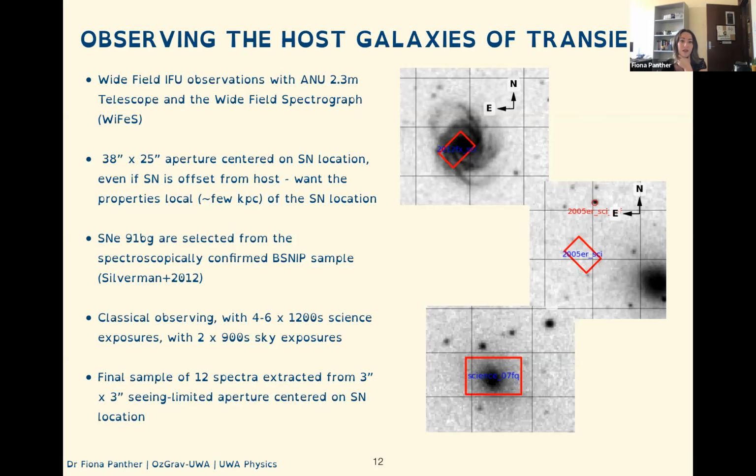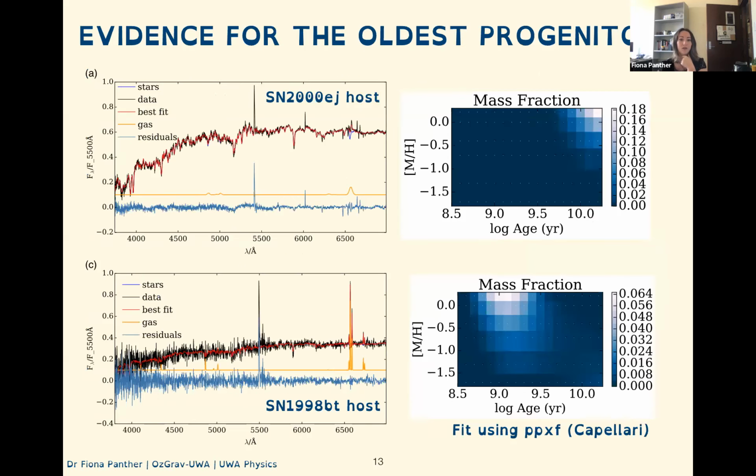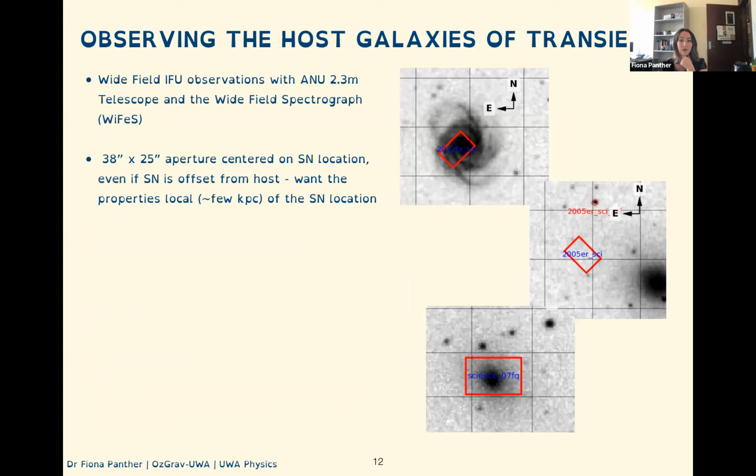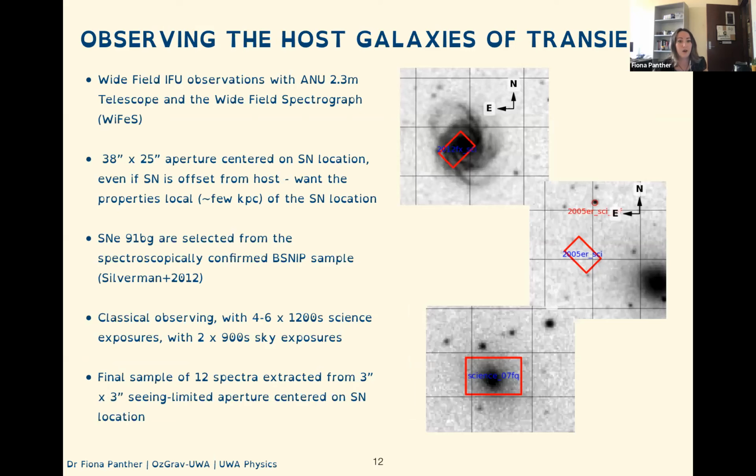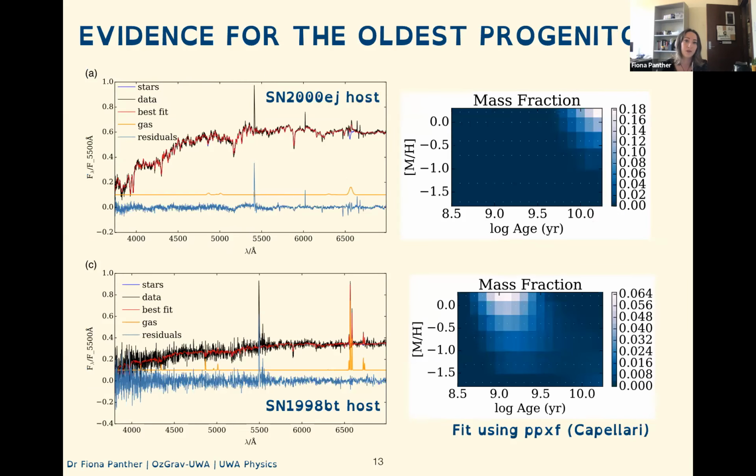And in the final sample, we have 12 spectra, which we extract from a seeing limited aperture, 3 arcseconds by 3 arcseconds, centered on the supernova location. So the very, very center of that little square. So we're looking at sort of on the order of several kiloparsecs around the supernova. And this is what we saw. These are 2 different examples of galaxy spectra out of the sample.